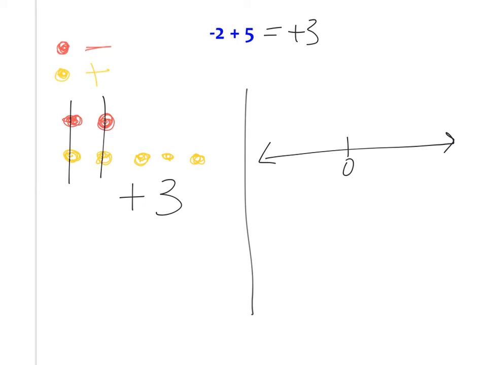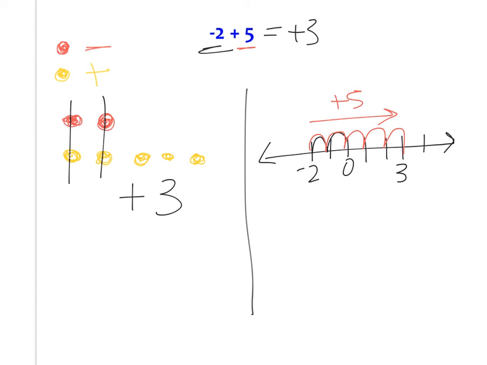I start at 0, and then I go over to negative 2, because that's my first operation. I'm going to subtract 2. Then what I'm going to do is move positive 5. Let me go ahead and write the rest of the lines here. So I'm going to start at 2 and jump 1, 2, 3, 4, 5. That ends me there on positive 3. So using my number line, I can also end up at positive 3.